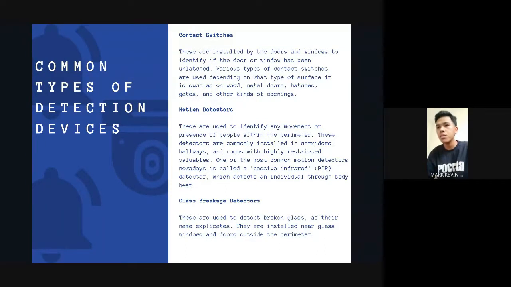Second, motion detectors. These are used to identify any movement or presence of people within the perimeter. These detectors are commonly installed in corridors, hallways, and rooms with highly restricted access. One of the most common motion detectors nowadays is called the passive infrared, or PIR, detector, which detects an individual through body heat.